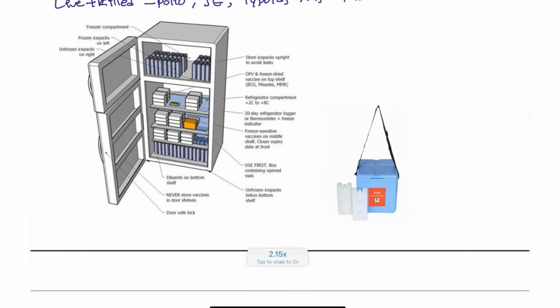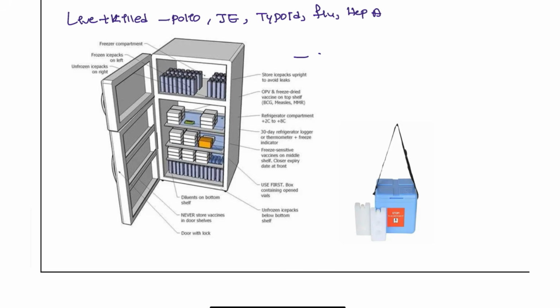Next, we have to maintain the cold chain. What is the cold chain? We have to maintain the cold storage of the vaccines. How many degrees? Plus 2 to 8 degrees Celsius is the maintenance of this. Okay, this is how we are going to maintain the refrigerator for the vaccines.